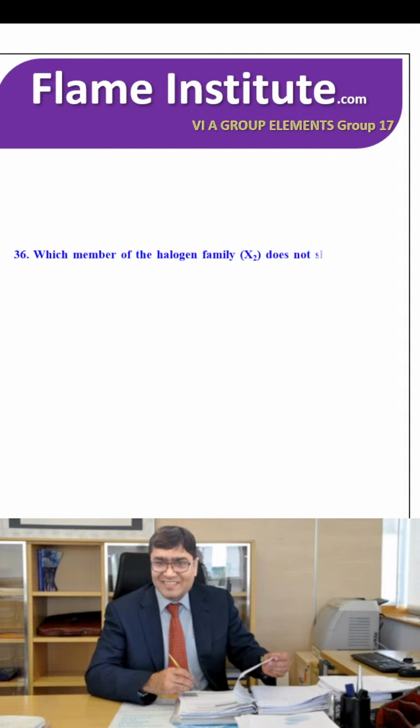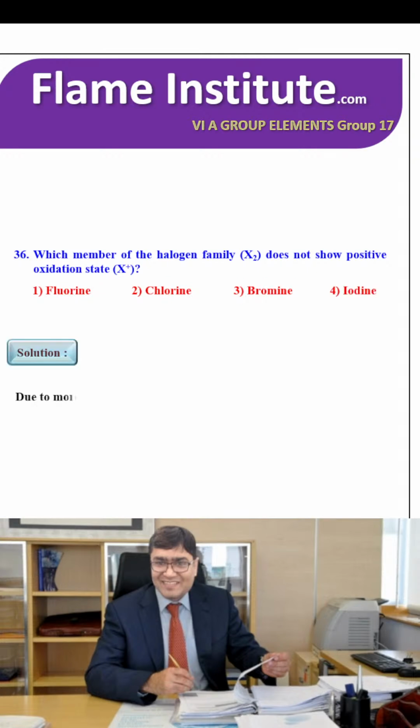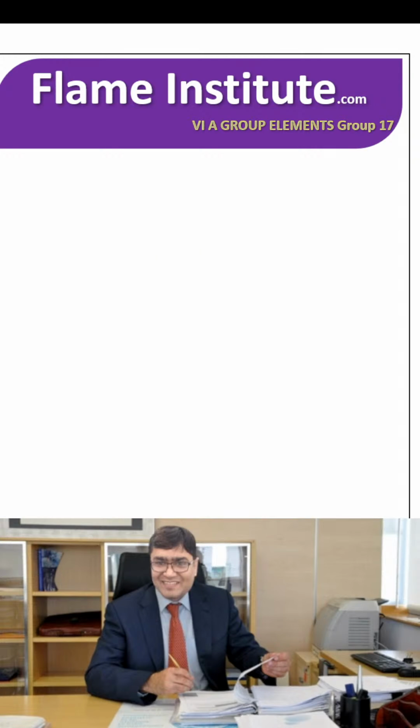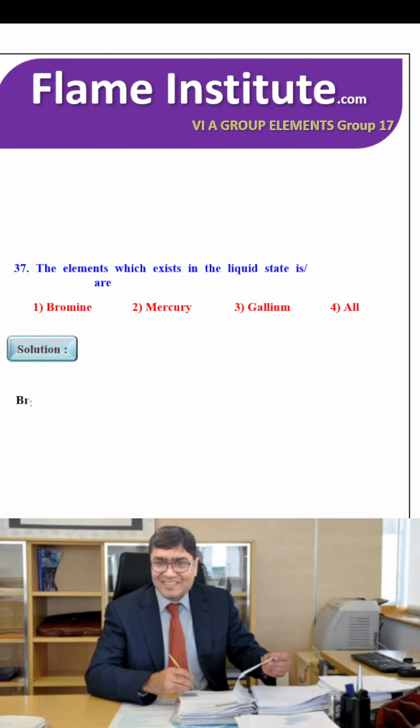Which member of the halogen family does not show a positive oxidation state? Fluorine, chlorine, bromine, or iodine. Due to being the most electronegative in the halogen family, F2 does not show a positive oxidation state. So fluorine is the right option. The element which exists in the liquid state is bromine, mercury, gallium, or all. The solution is that Br, Hg, and Ga exist in the liquid state. So all is the right option.